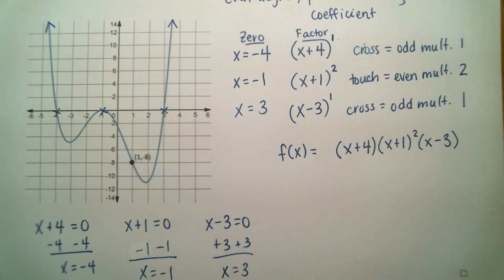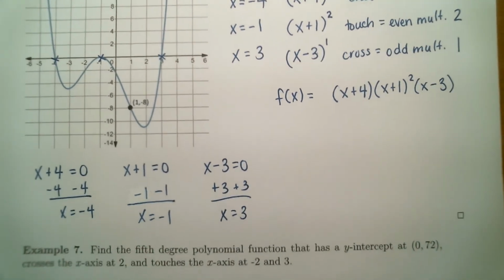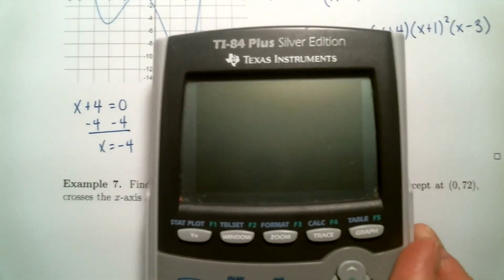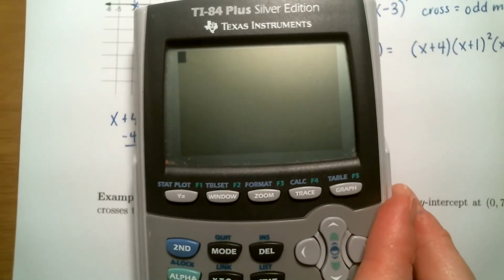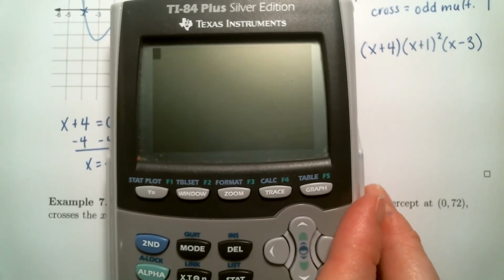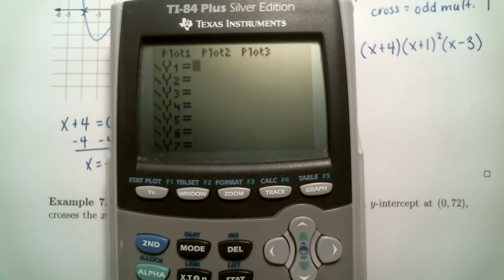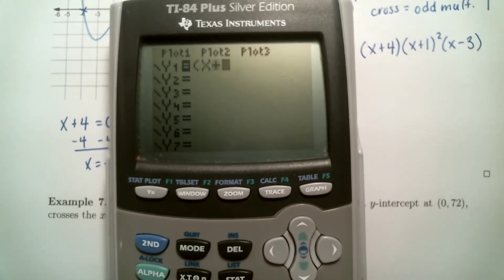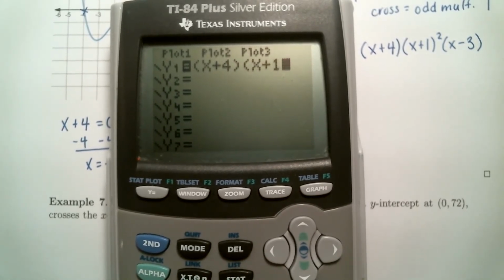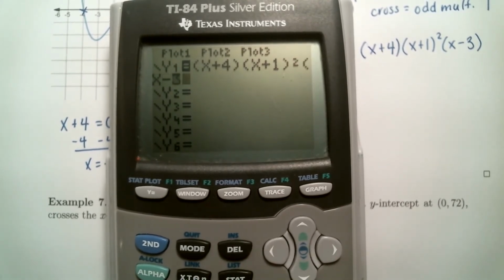All right, the great thing about a question like this is you can check yourself. Whatever you got as your formula, you can plug it into your calculator and see if you got this picture. So I'm going to go to my calculator, and I am going to type in what I got as my answer. So I'm going to go to y equals, and I'm going to type parentheses x plus 4 times parentheses x plus 1 squared times x minus 3, okay?